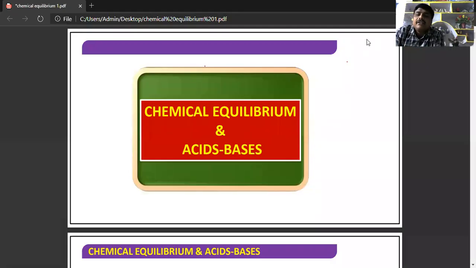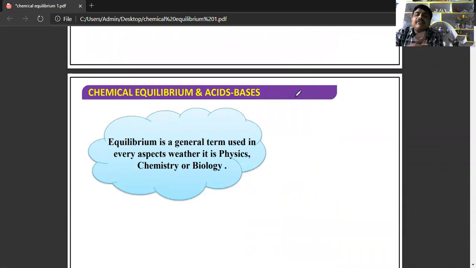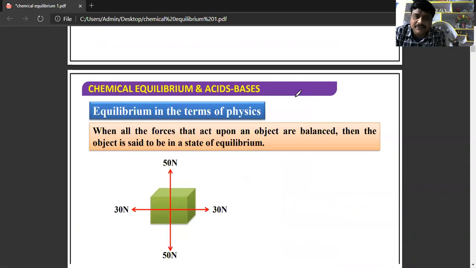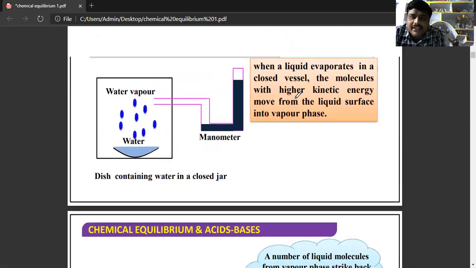Dear students, today in this class we'll discuss chemical equilibrium. Equilibrium is a general term that is used in all types of science, that is physics, chemistry as well as biology. In the case of physics, what is equilibrium? When all the forces acting upon an object are balanced. That means when all the forces acting on a particular object are balanced, then the object is said to be in a state of equilibrium.